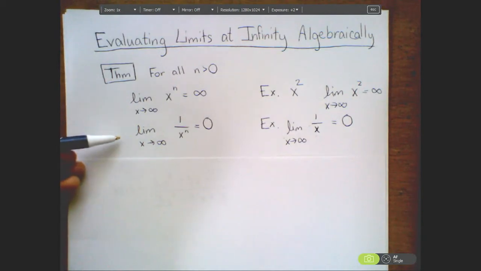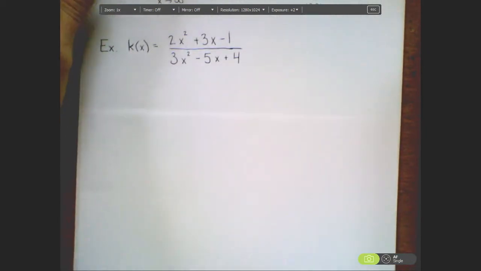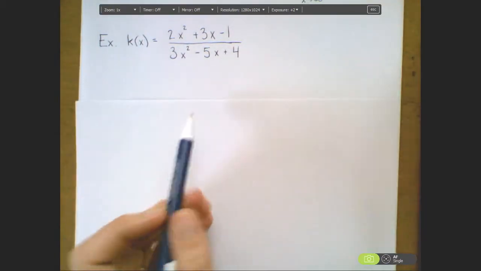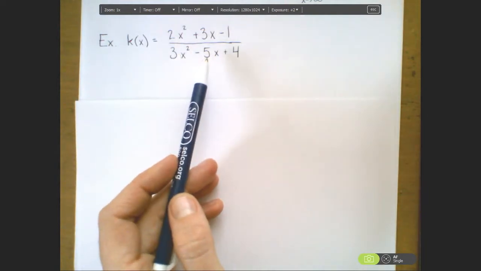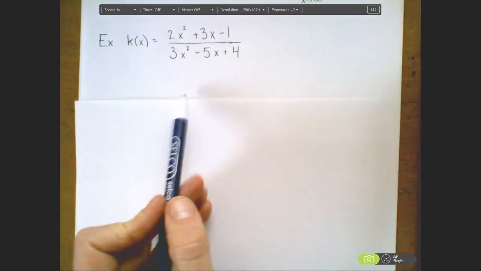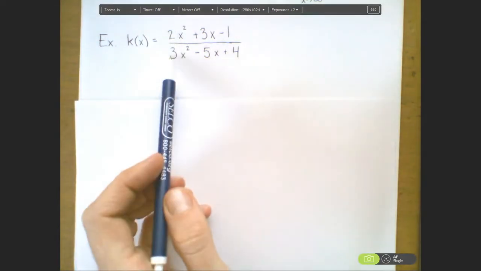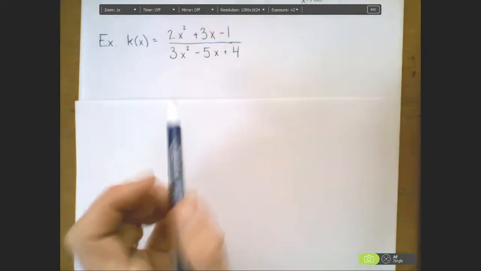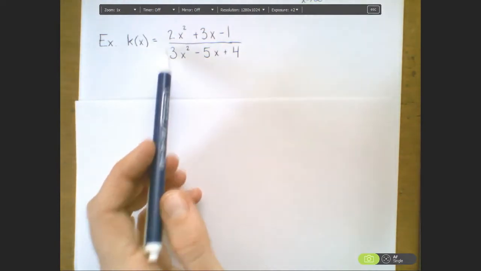These tools are going to be helpful in evaluating limits algebraically. Let's return to one of the examples that we looked at when we were evaluating them graphically and numerically in GeoGebra. This is the function k of x, which is equal to 2x squared plus 3x minus 1, all divided by 3x squared minus 5x plus 4. This is a rational function because I have a ratio of two different polynomials. Before, we estimated that the end behavior, or the limit at infinity, was going to be 2/3.